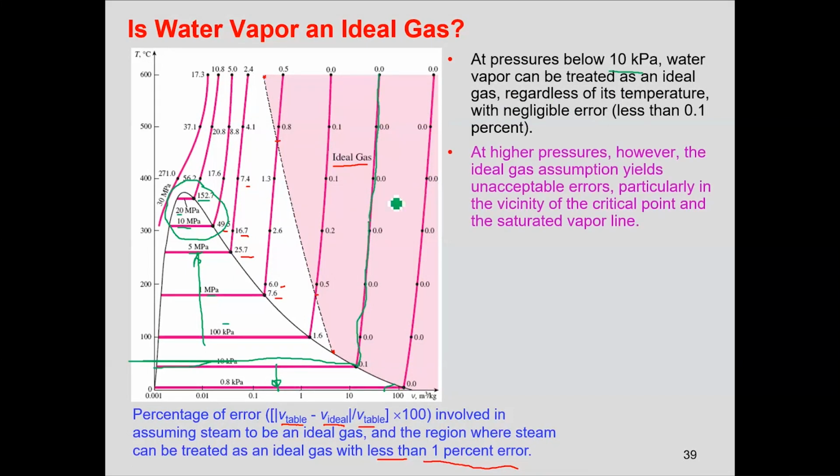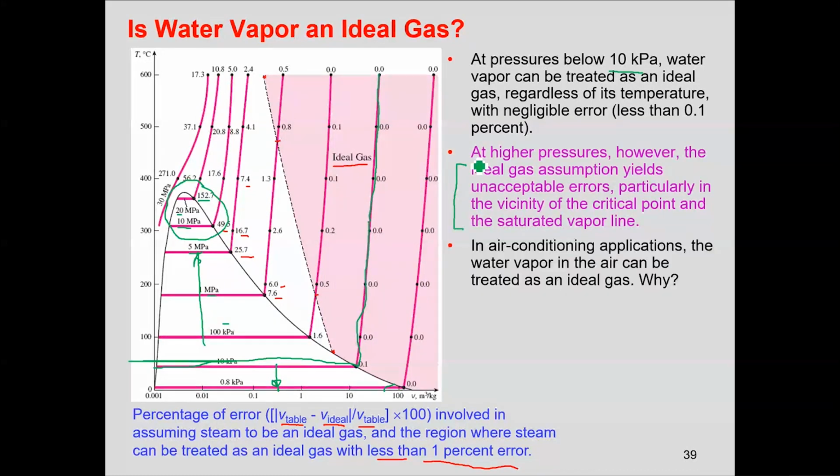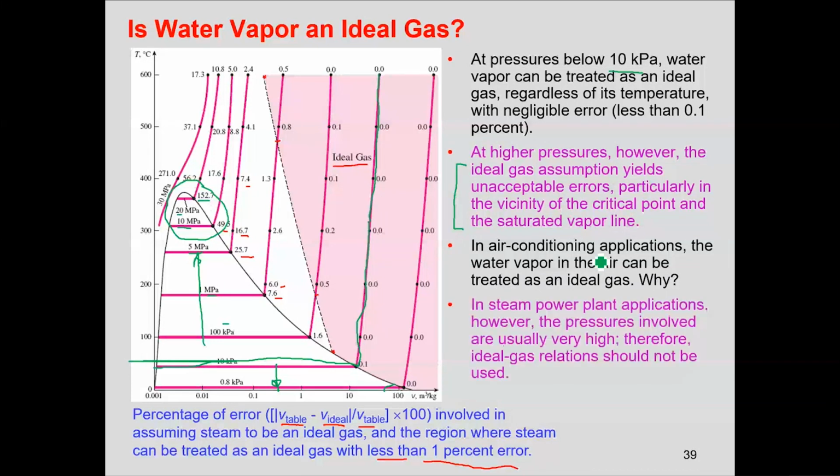And at higher pressure, the ideal gas assumption is not acceptable as the error goes very high. Based on that, in air conditioning applications, water vapor can be assumed as ideal gas because the pressure is low. However, in steam power plants where the pressures are very high, you cannot apply the ideal gas relationship on water vapors. You will have to rely on the steam tables, that is A4 to A7. These tables are to be consulted.